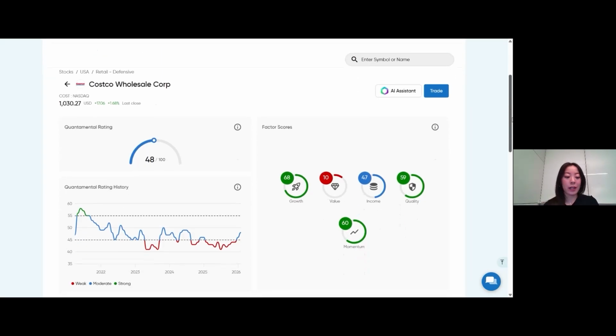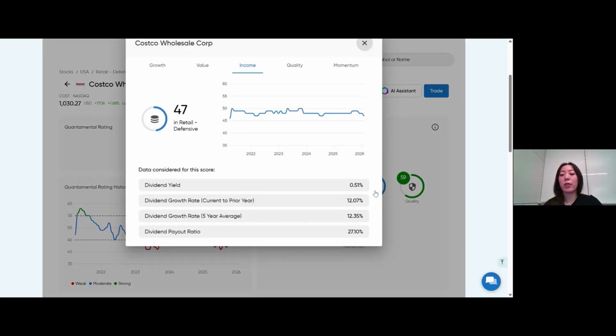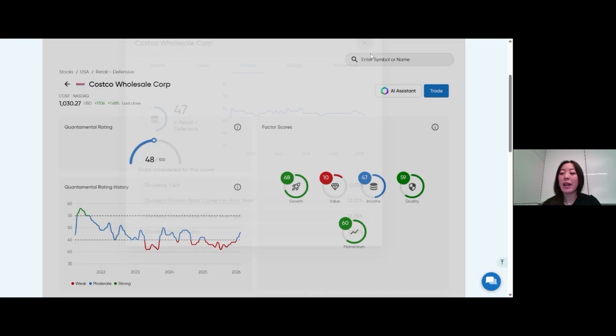And I would say with these factor scores, you can explore things like why a stock scores well or poorly on growth, like we saw earlier, or maybe why the valuation of Costco looks attractive or unattractive, in our case with Costco. For income as well, you can take a look at how Costco is performing, if it is providing a dividend or some sort of income, and what the growth rate on that is.